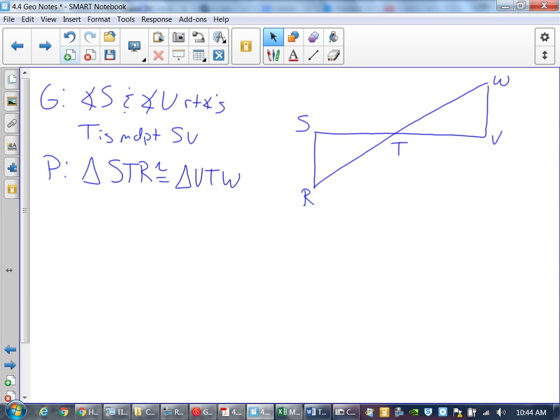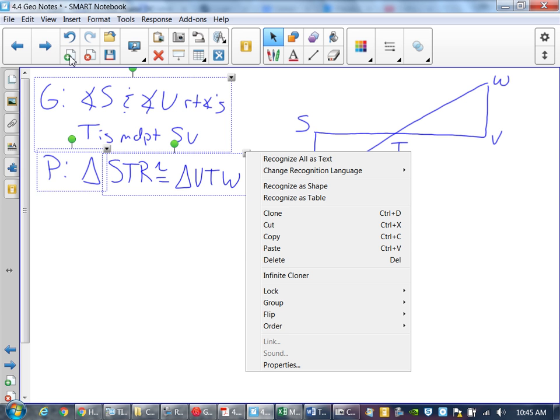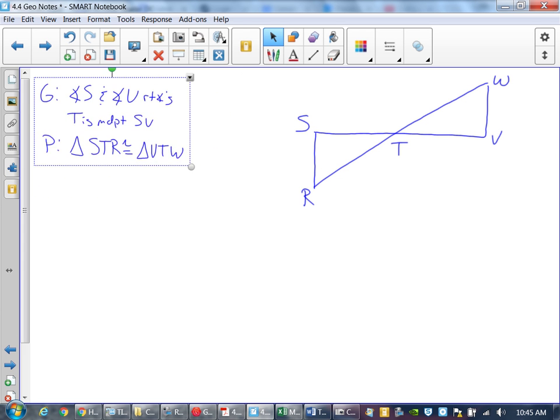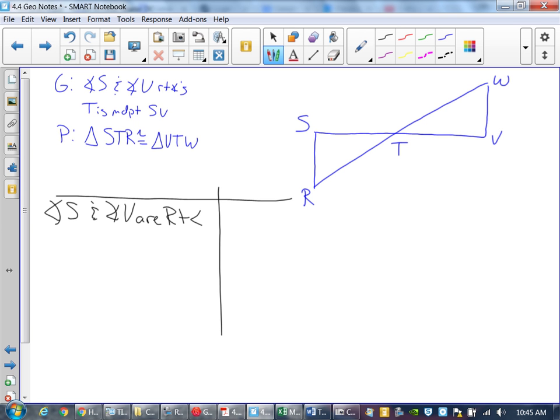So where do you start with the proofs? The given. All right. So when you start your given here, let me move this just so we see. All right, so we have our given. So what do we do then? Mark it. Put the right angles in. We know that these are right angles.